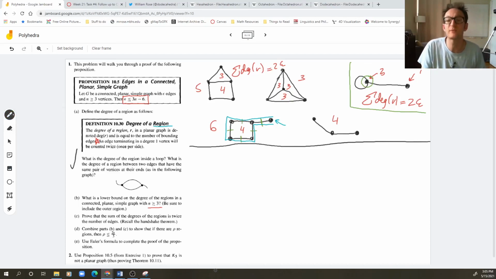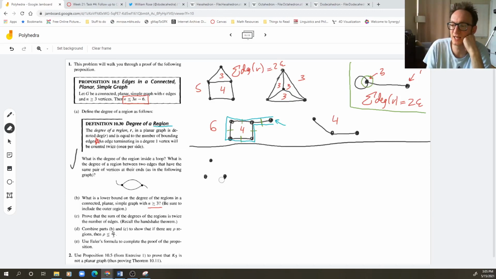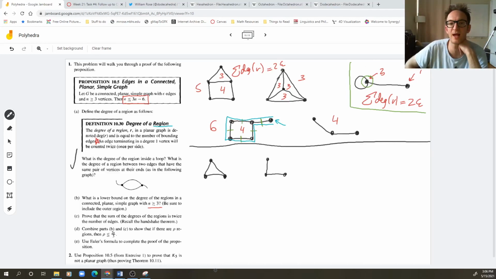Well, if we have 3 vertices at least, let's consider the special case where there are exactly 3. So if there are exactly 3 vertices and the graph is connected, then none of these vertices can have degree 0. And so basically, what are the possibilities? How many different non-isomorphic connected graphs with 3 vertices are there? I guess there are just 2, right? There's the one where they're all connected in a triangle. And there's this one, and there's just nothing else, right?